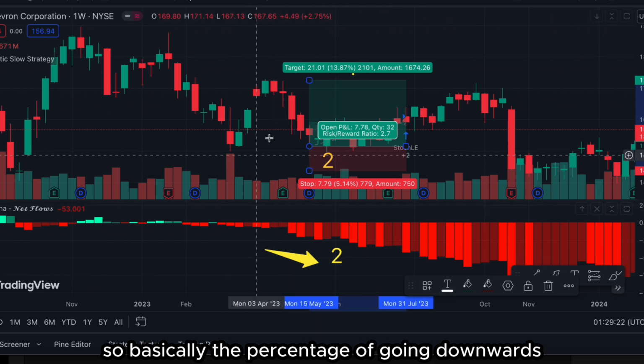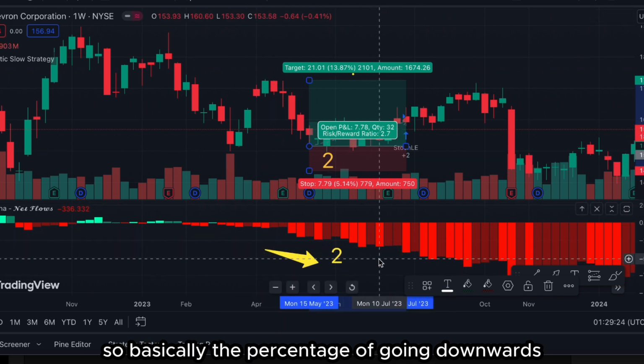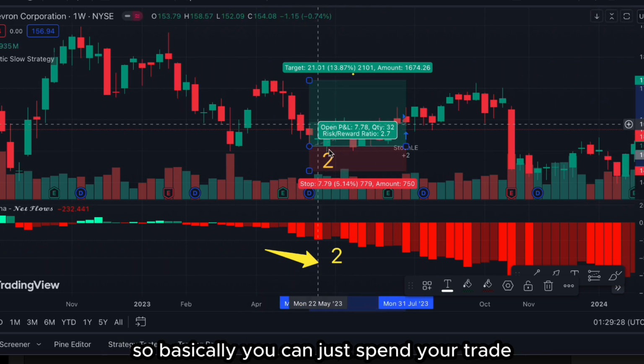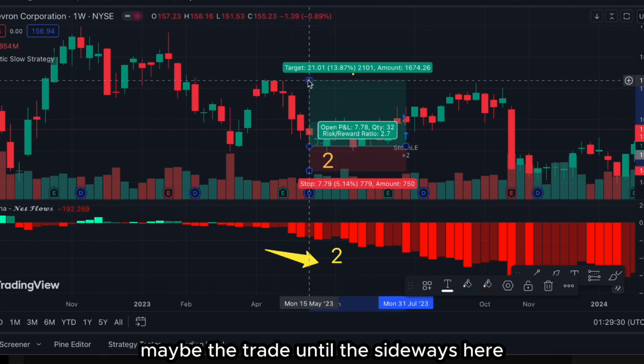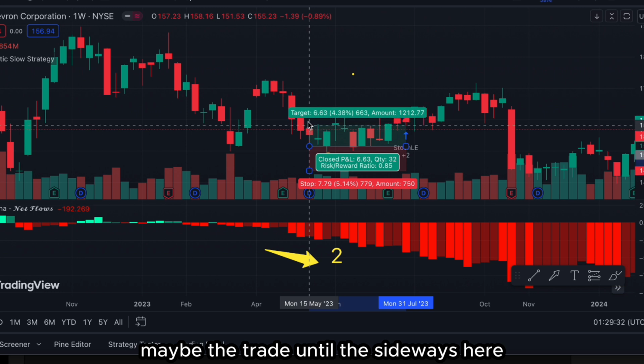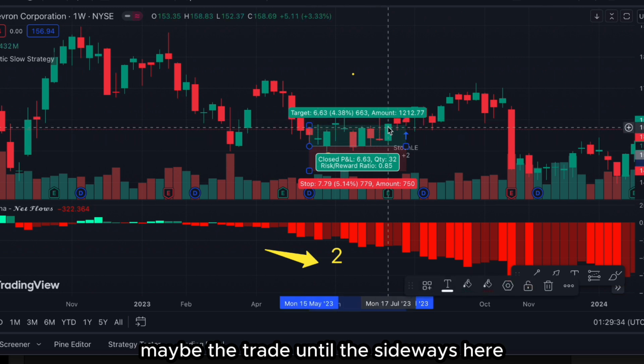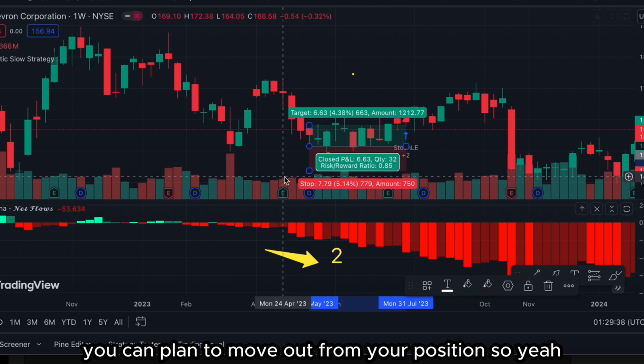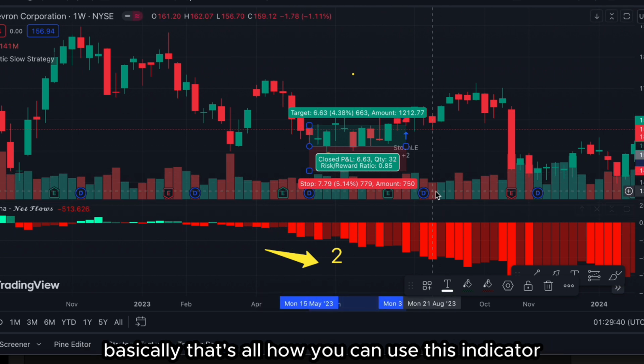So basically the percentage of going downwards, bearish, is higher compared to going upwards. So you can just plan your trade, maybe until the sideways here. You can plan to move out from your position. So yeah, basically that's all for how you can use this indicator.